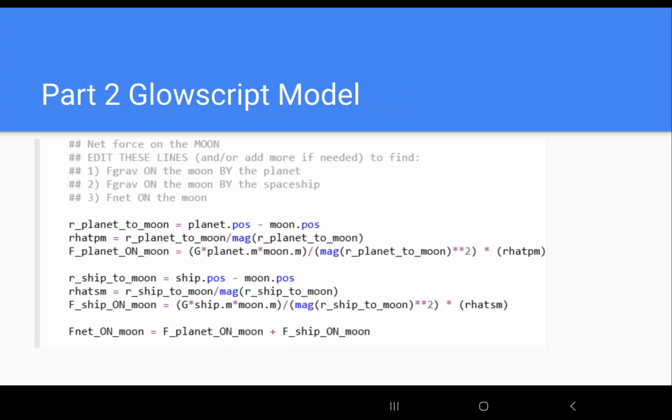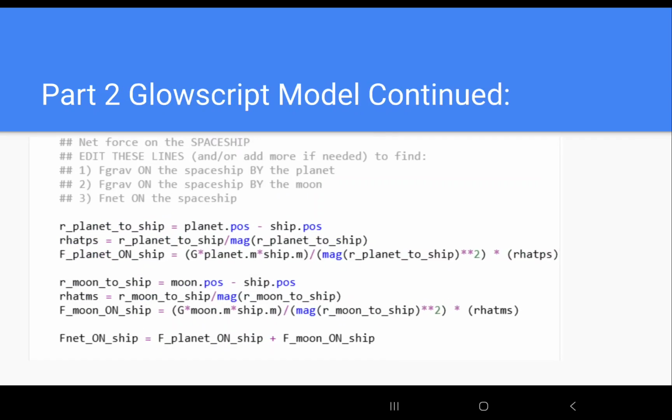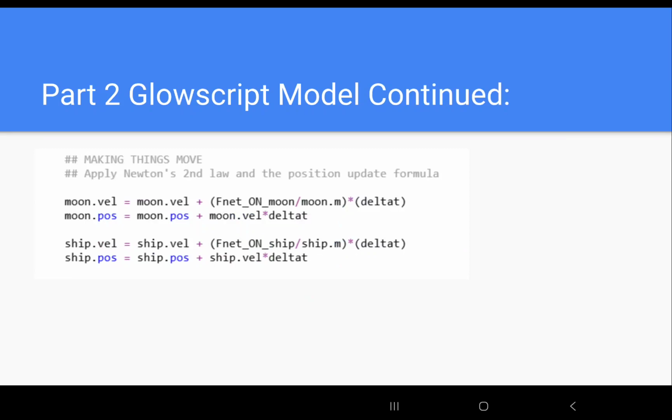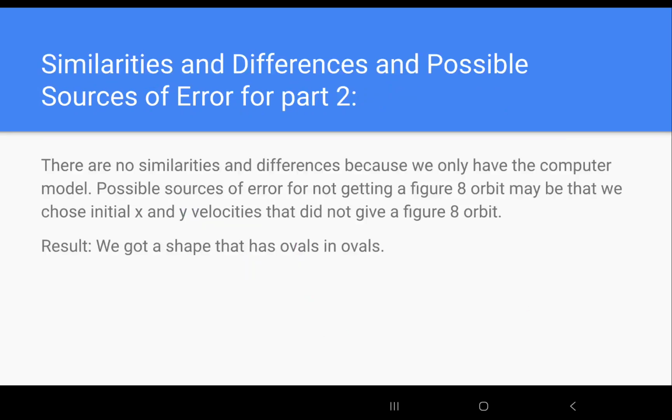And from here we used the universal law of gravitation to find the net force acting on the moon by the planet and the ship, and similarly we used the universal law of gravitation to find the net force acting on the ship due to the planet and the moon. And we also used Newton's second law to get the velocity and position updates for both the moon and the spaceship.